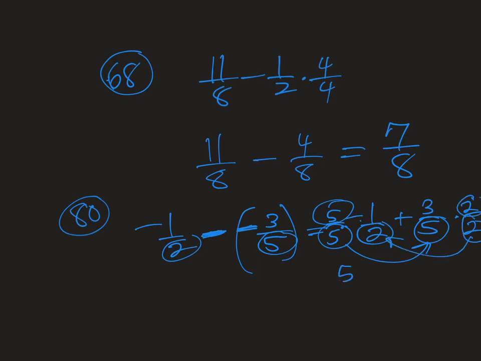And so we have 5, well actually negative 5 over 10 plus, and we have 3 times 2, which is 6, divided by 10. So you have negative 5 over 10 plus 6 over 10. And then you go ahead and you can take care of the, what's negative 5 plus 6. And so we have 1 over 10. So that's how we do number 80. Let's try number 82.